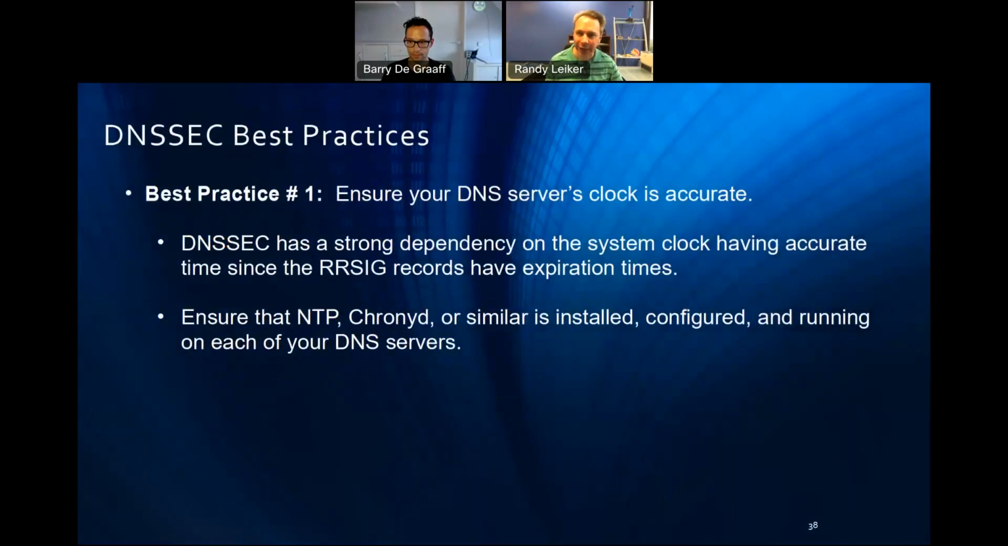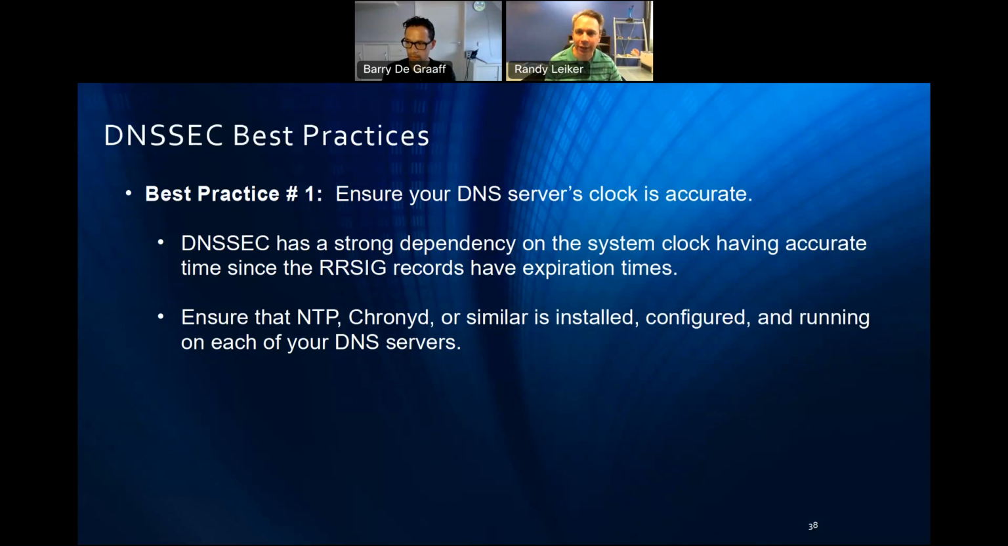Let's look at a few best practices for DNSSEC. Now, DNSSEC has a strong reliance on an accurate system clock on your DNS server. This is because each of your domain names that is secured with DNSSEC is going to have RRSIG records that have expiration times. Your DNS server relies on an accurate system clock, so it knows when to recreate these RRSIG records periodically. And this is an automatic process.